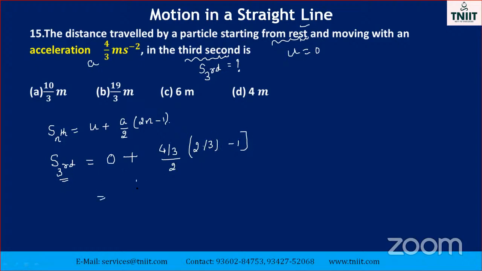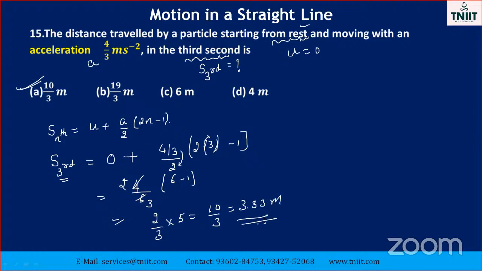So 4 divided by this, 3 into 2 will become 6. 2 into 3 will be 6, minus 1. 2 2s are 2, 3s are... So 2 by 3. What is 6 minus 1? 5. So it will be 10 by 3. 10 by 3 means the option is like that itself. So 3.33.